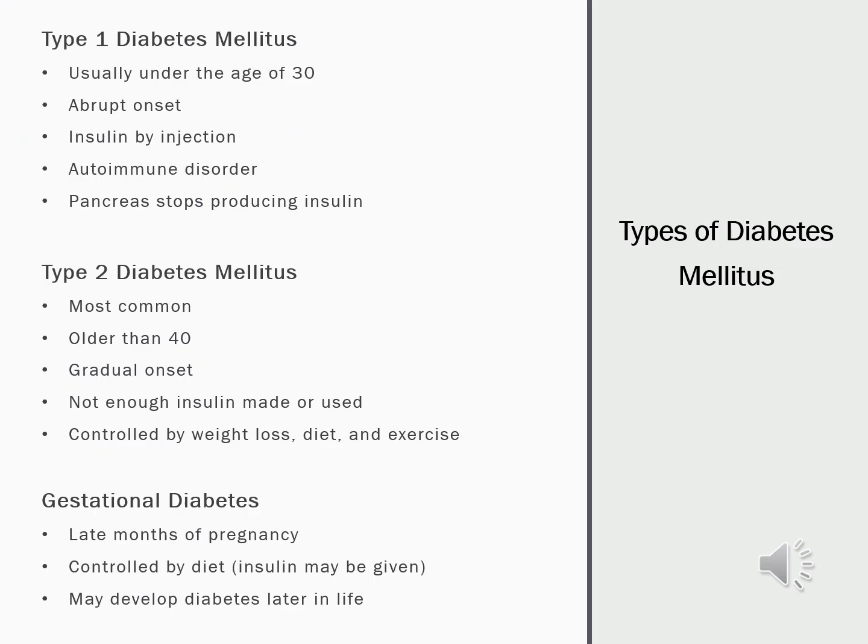There are 3 different types of diabetes. Type 1 diabetes, which develops in individuals under 30 years of age and has sudden onset.